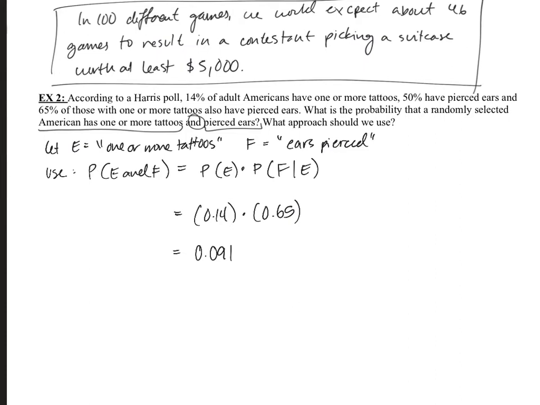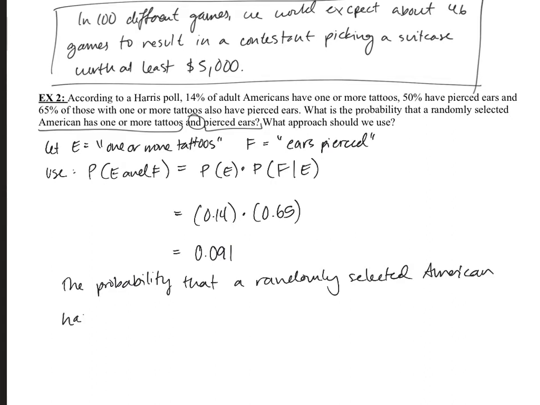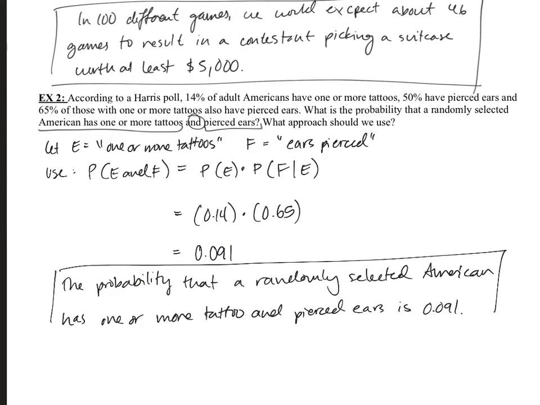So what is this saying? Well, we can just say the probability that a randomly selected American has one or more tattoos and pierced ears is 0.091. And there we go.